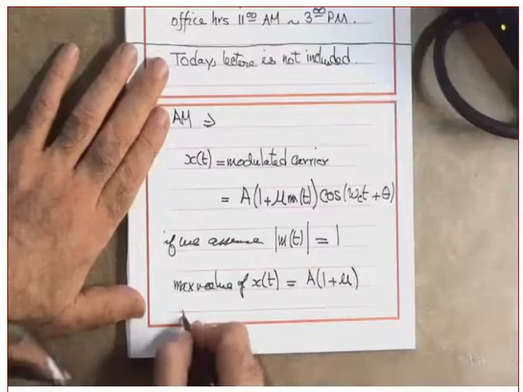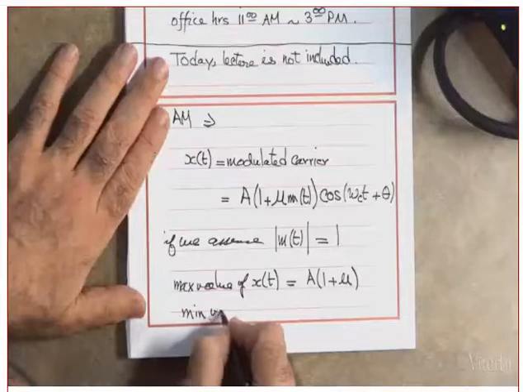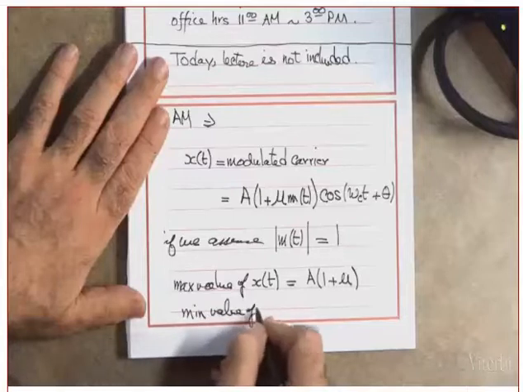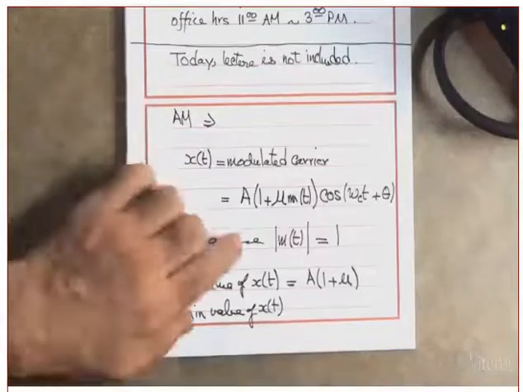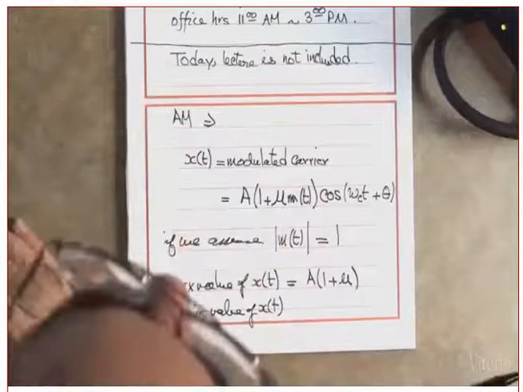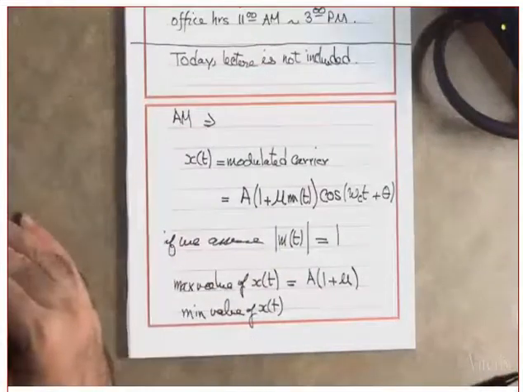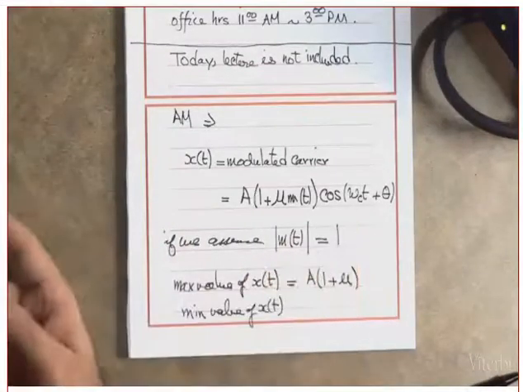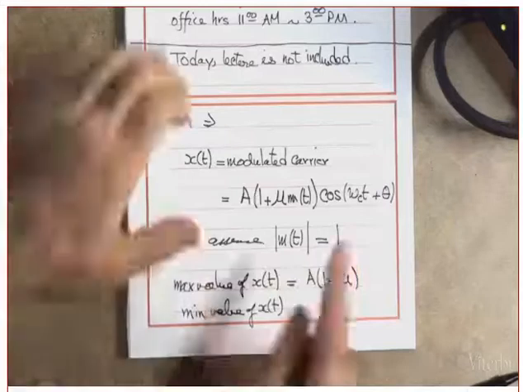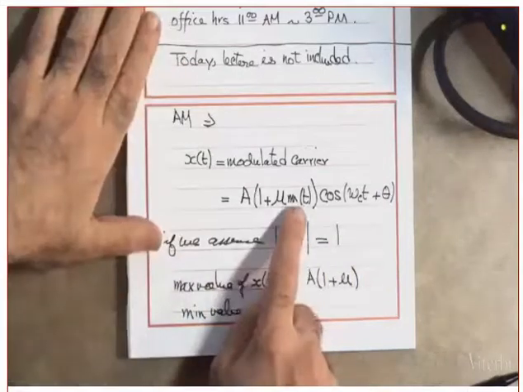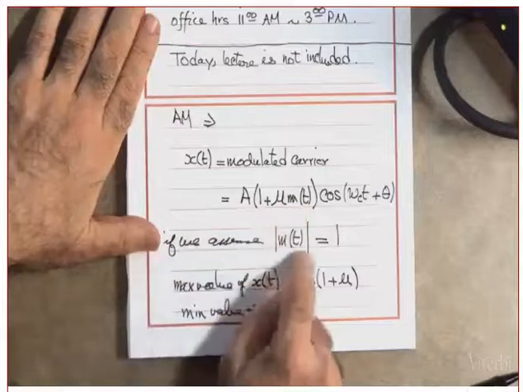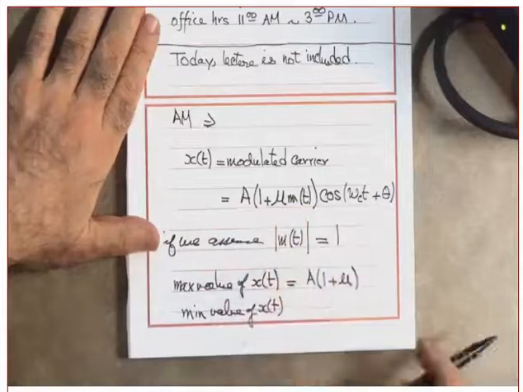What is the minimum value? Again, the absolute value of M of t is normalized to 1. Clear? Well, the minimum value is when cosine is equal to what, when M of t equal to minus 1. When we say absolute value of M of t equal to 1, it means it could be minus 1.